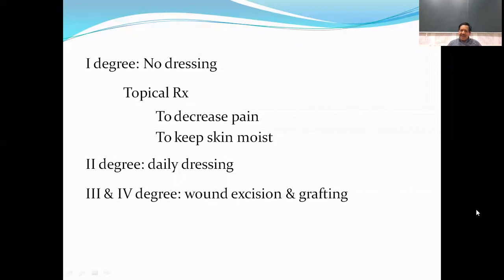Third and fourth degree, complete skin is lost. So wound excision and grafting is required. And how to identify clinically: in first and second degrees, capillary blanching is there. In third and fourth degree, when epidermis and dermis are completely lost, the wound feels leathery, no pain, and no capillary filling. That's how we decide clinically.